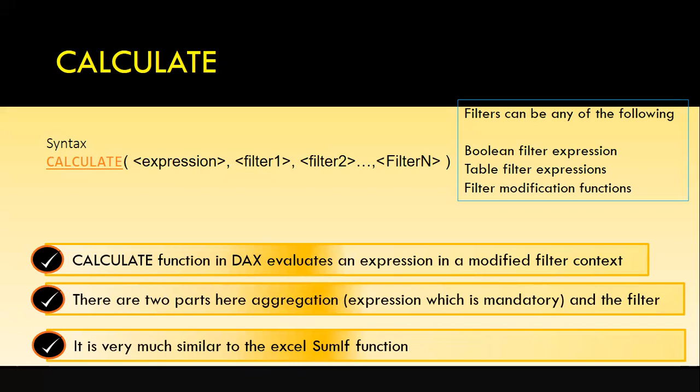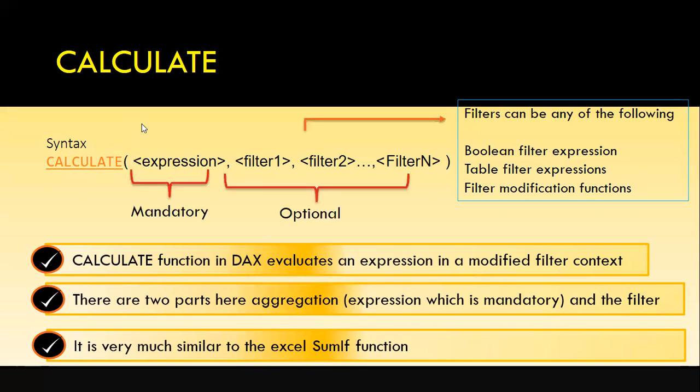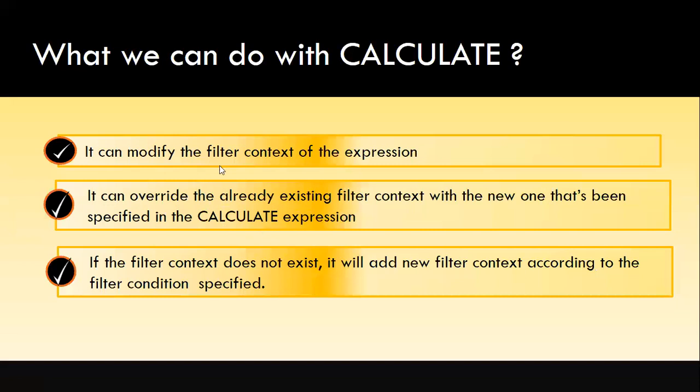At the same time, with the help of the calculate function, you can override the existing filter context. Hence the calculate function is so robust, though it appears very simple. It can modify the filter context. If the filter context does not exist, you can add a new filter. If the filter context already exists, it will override the existing filter context using the calculate function.